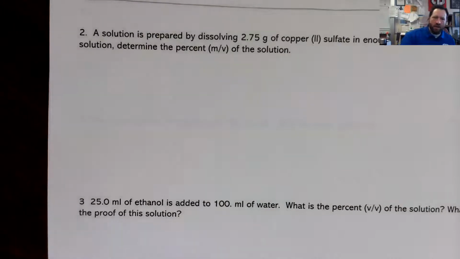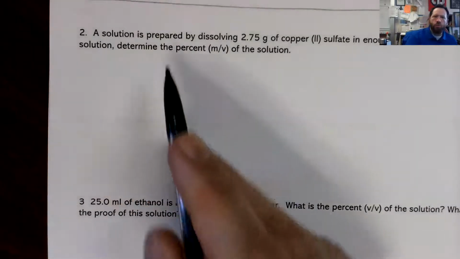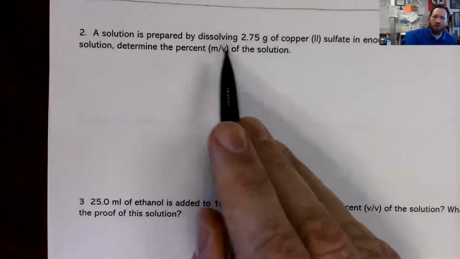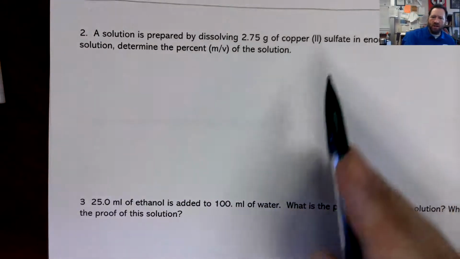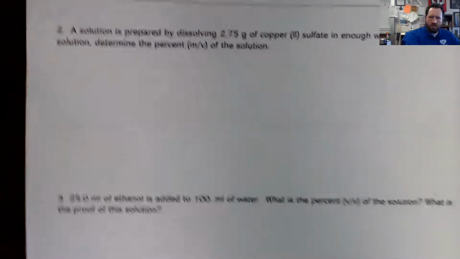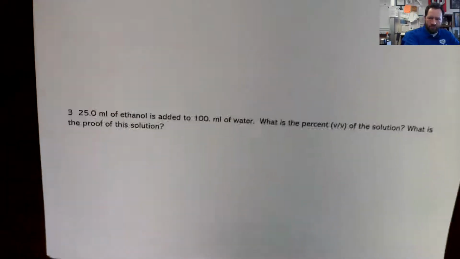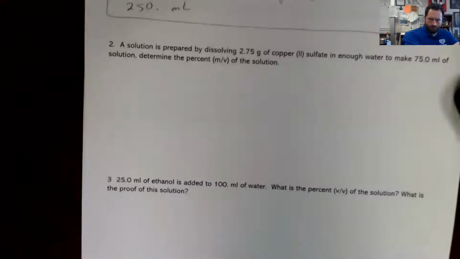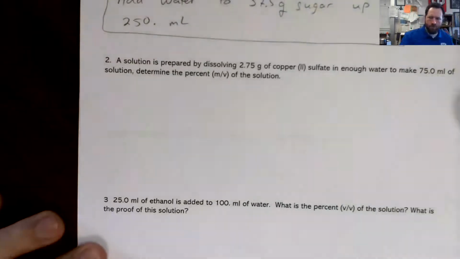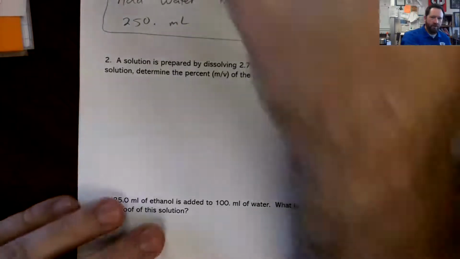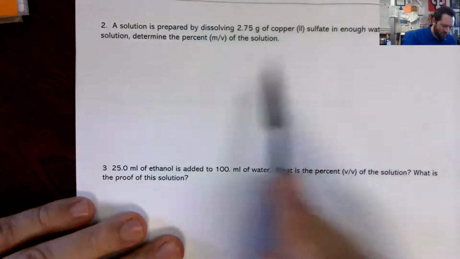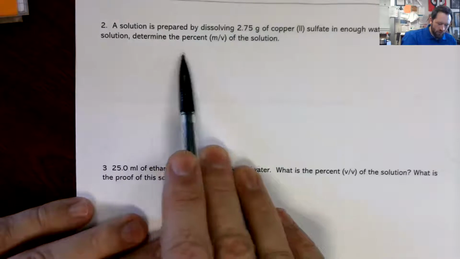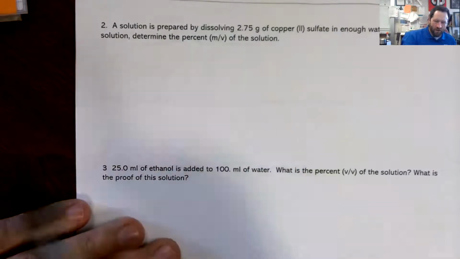All right, number two, let's take a look at the second one here. Okay, so we've got a solution is prepared by dissolving 2.75 grams of copper II sulfate in enough water to make 75 milliliters of solution. Determine the percent mass to volume of the solution.